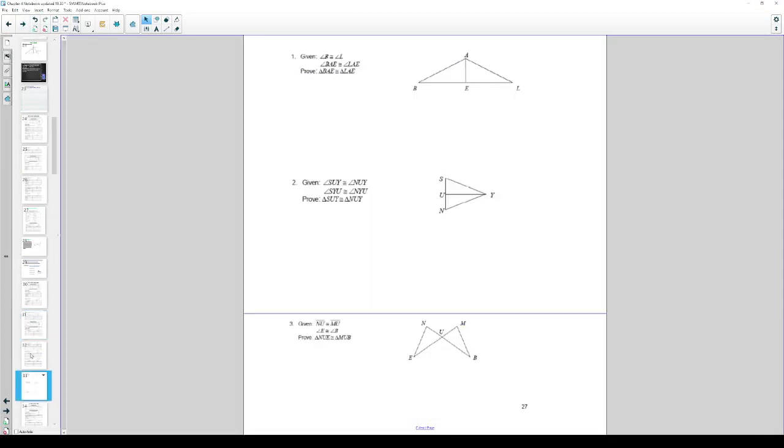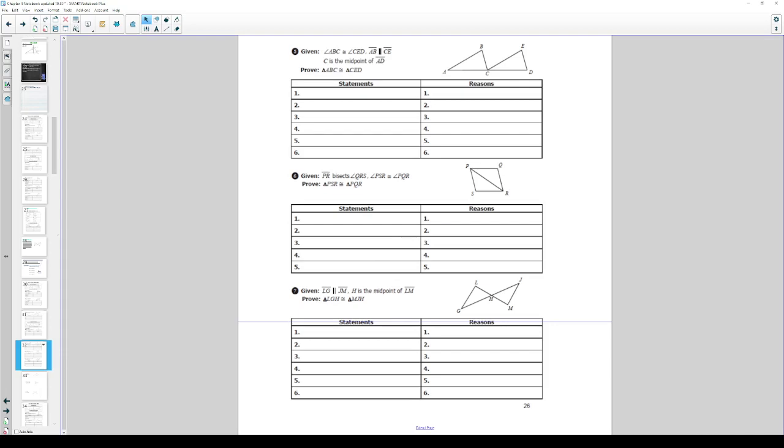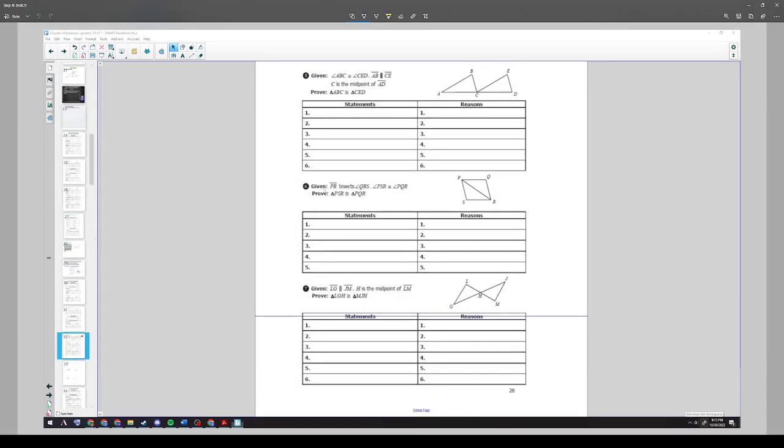Next we have one for AAS. So let's go here and let's see. Which one would be good? Bisects. We haven't done a bisects one yet, so let's do number 6. It says PR bisects QRS. So segment PR bisects angle QRS, and that would be given.